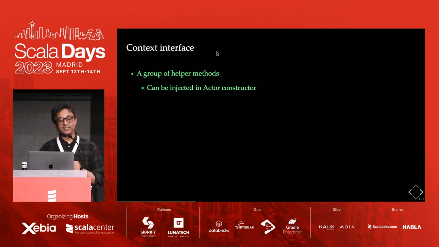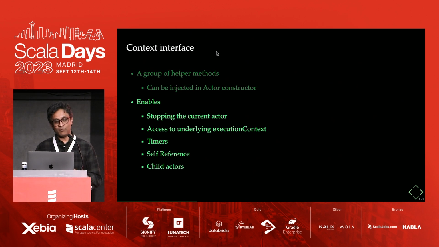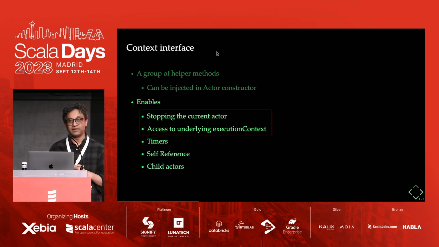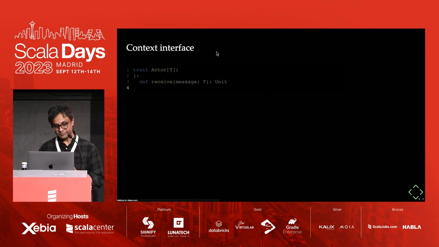So we'll move ahead. If you do this pattern, then slowly your needs will grow, and you would want to make use of underlying execution context, or a way to stop an actor, or do a few more things. And Akka has a pattern where the context gets injected in an actor, and then you can make use of that. So we'll follow the same pattern here. What it will enable for now is stopping an execution context, and then eventually we'll build timers and self-reference in child actors and so on.